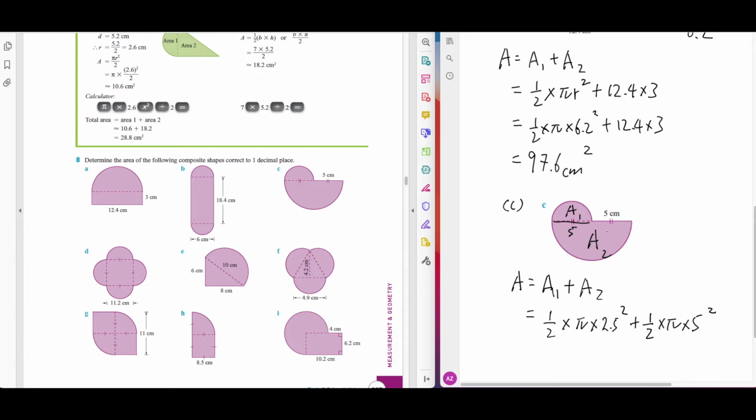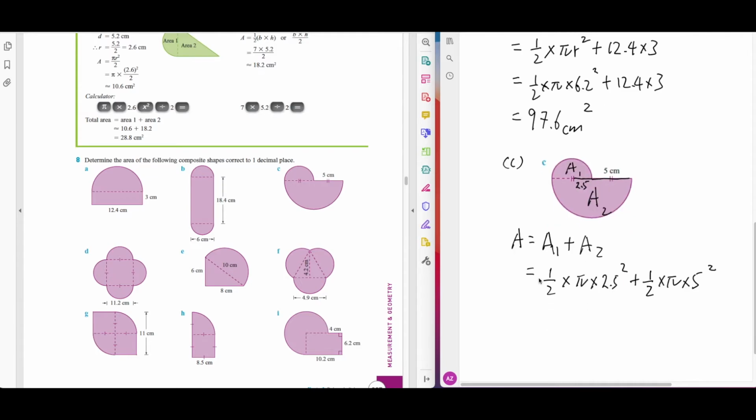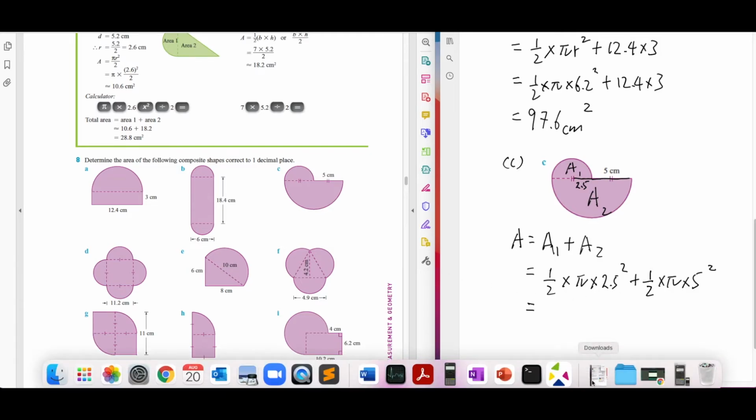And to find the area of area 2, you have a semicircle. But the radius of this semicircle is going to be 5, right? Because the radius of the big semicircle is 5. The radius of the small semicircle is 2.5. So just to make it a bit more clear, we can say that this length is 2.5, right? And this length is 5. So that should be more clear. Okay. So once you get to this step, then the question becomes easier. Just type it into your calculator.